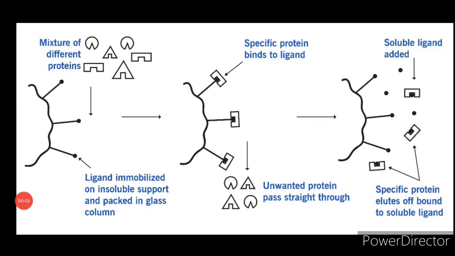If you can see in the figure, there is a ligand immobilized on an insoluble support and packed in a glass column, and also there is a mixture of different proteins. The mixture of different proteins has our protein of interest. Specific proteins bind to the ligand, whereas unwanted proteins, or the proteins which we are not interested in, pass straight through. After which a soluble ligand is added, due to which specific proteins elute off bound to the soluble ligand.